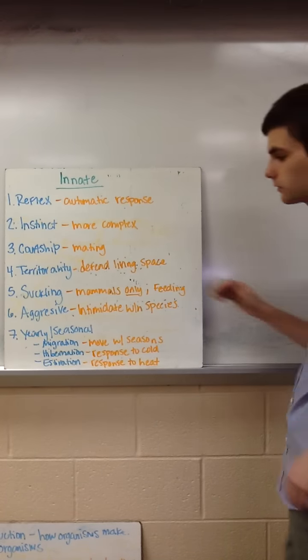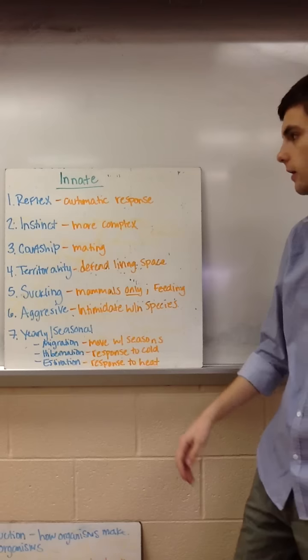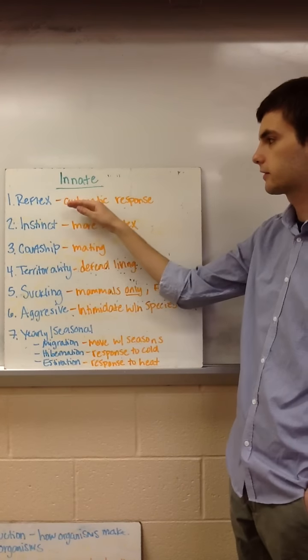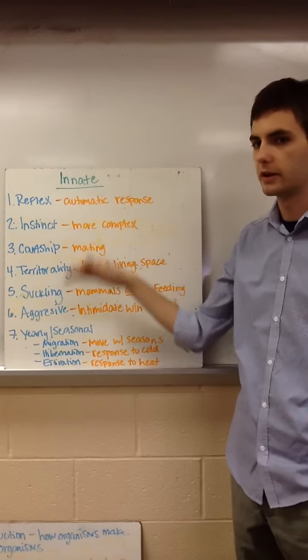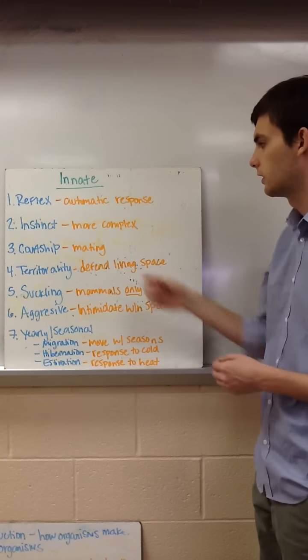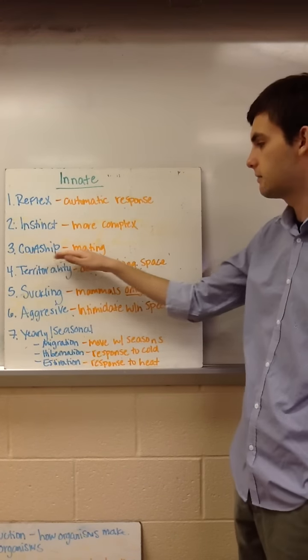So there are 7 types of innate behaviors. The first is a reflex, and this is an automatic response. So you hit your knee and your leg kicks out. The second is instinct, and this is a little bit more complex than reflex, but it's just an animal's instinct to respond a certain way. Courtship is any mating behaviors.